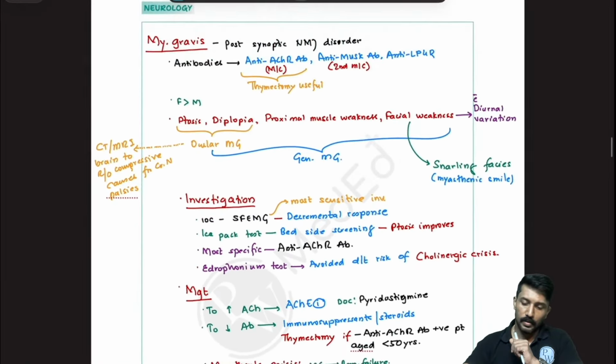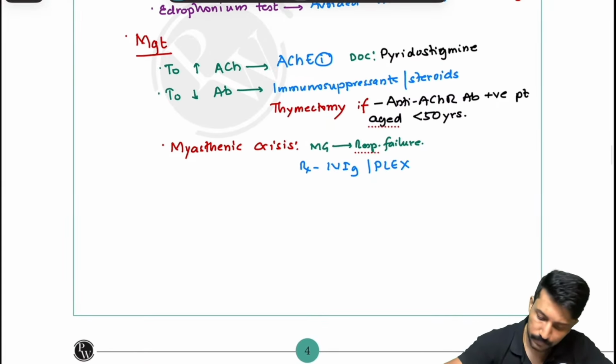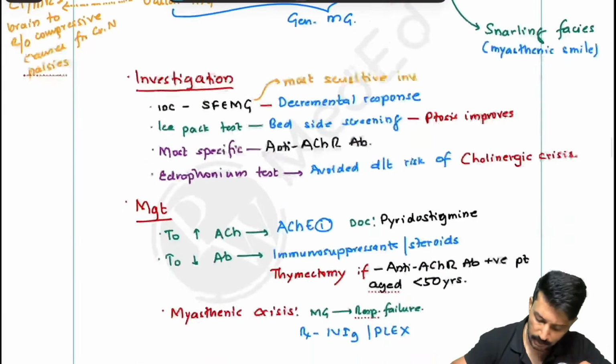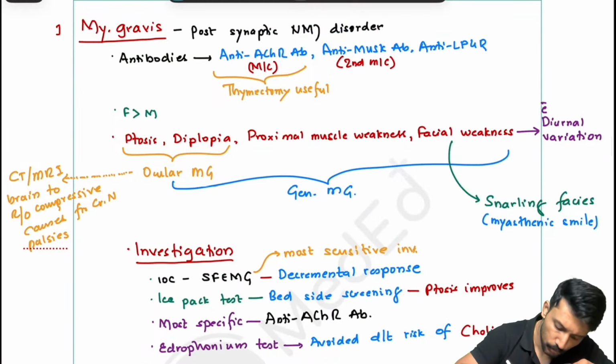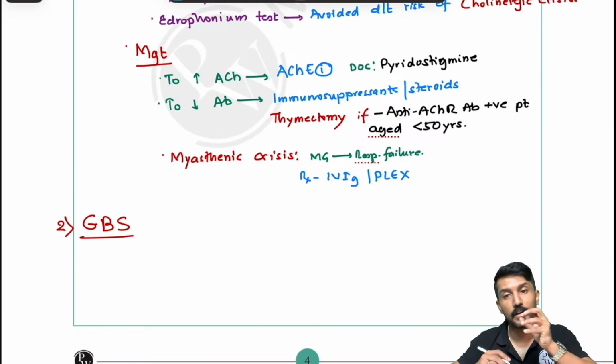This is about our myasthenia gravis. So important MCQ points we have already dealt. Now we will go to the next important topic, which is GB syndrome. So what is this GB syndrome? Myasthenia gravis was a neuromuscular junction disorder. What is this GB syndrome? This GB syndrome is a peripheral nerve disorder.